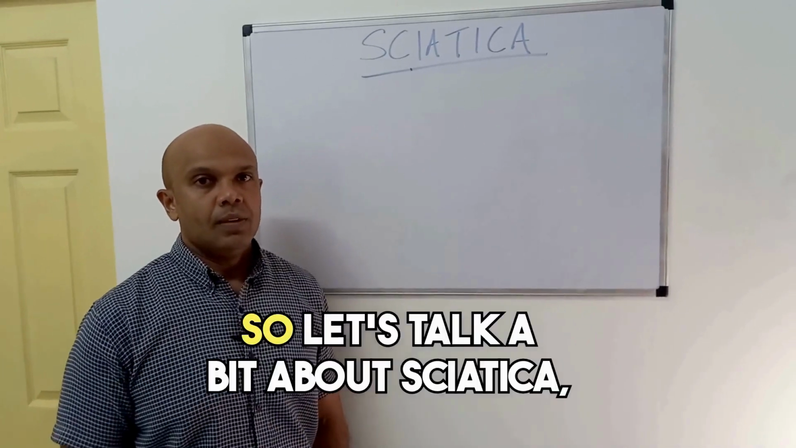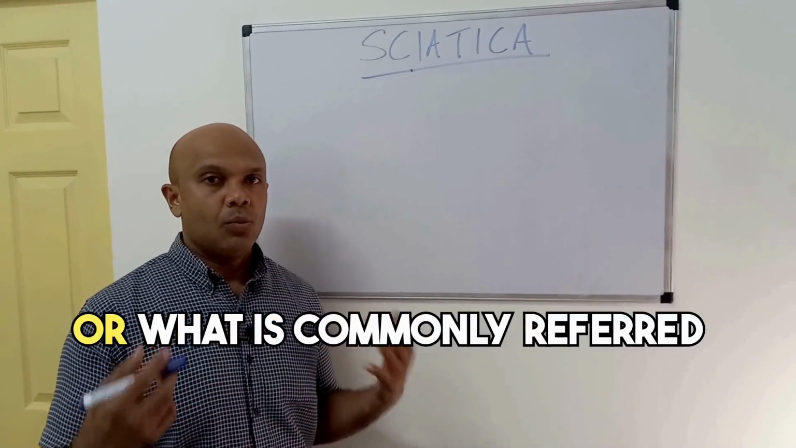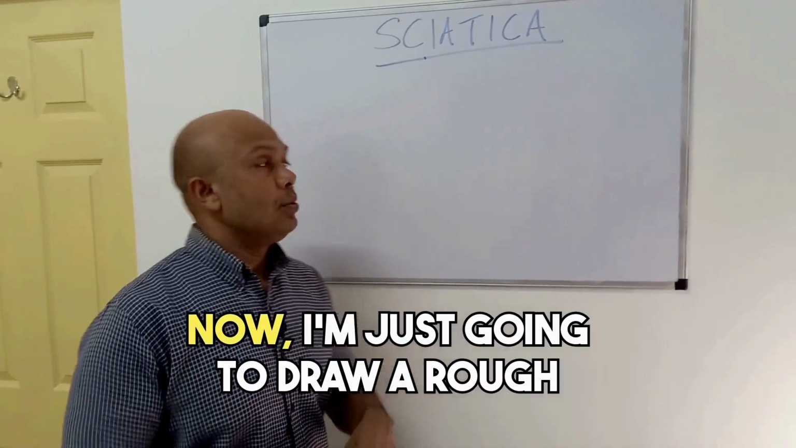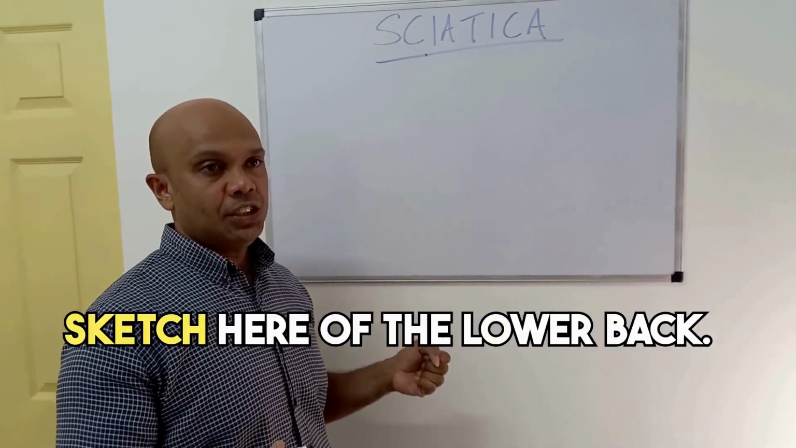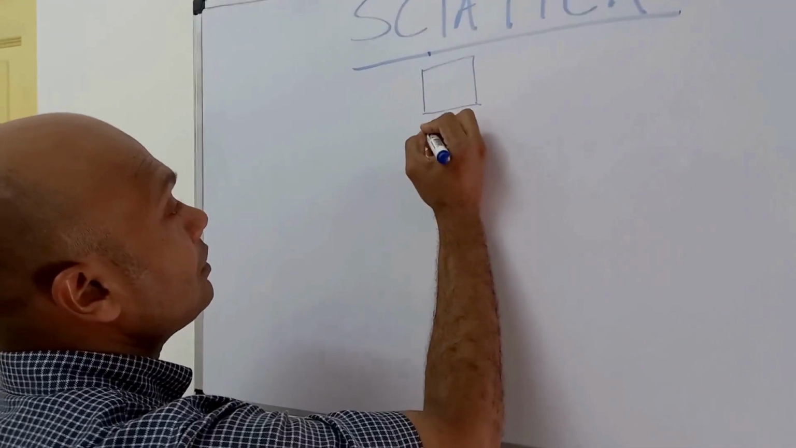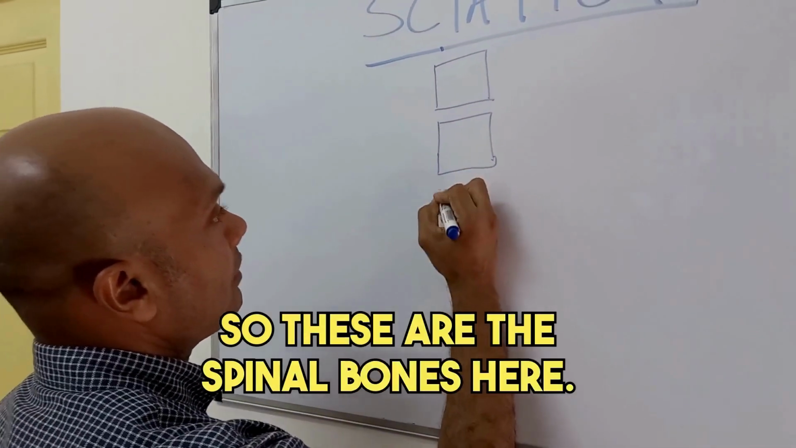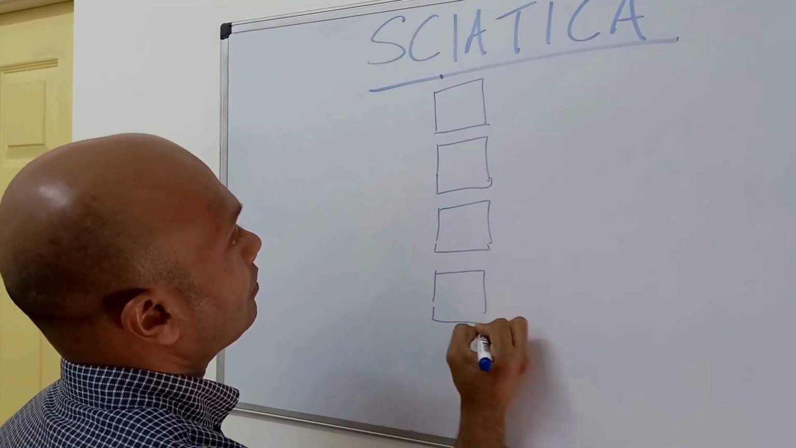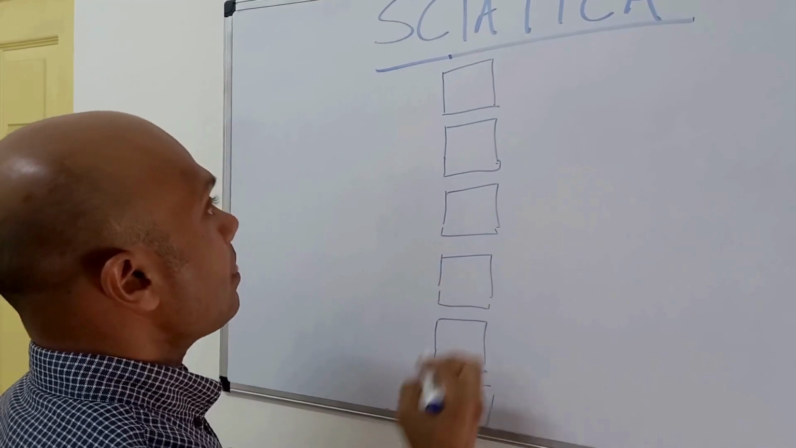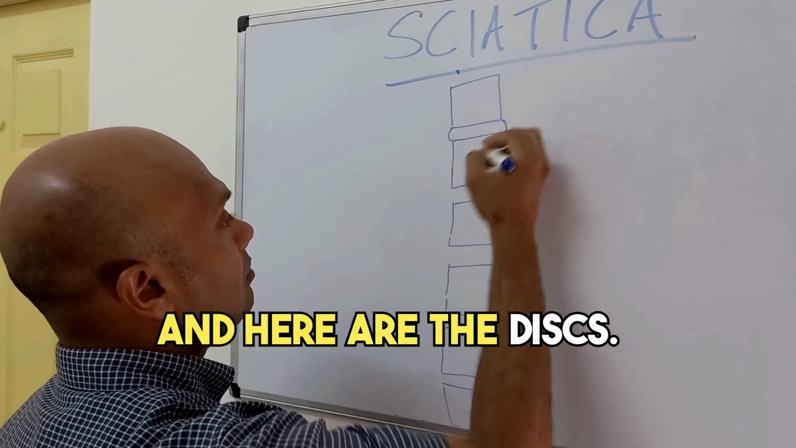Sciatica. So let's talk a bit about sciatica, or what is commonly referred to as a pinched nerve in the lower back. Okay. Now I'm just going to draw a rough sketch here of the lower back, the bones of the lower back. Okay. So these are the spinal bones here, and this is the sacrum. Okay. And here are the discs.